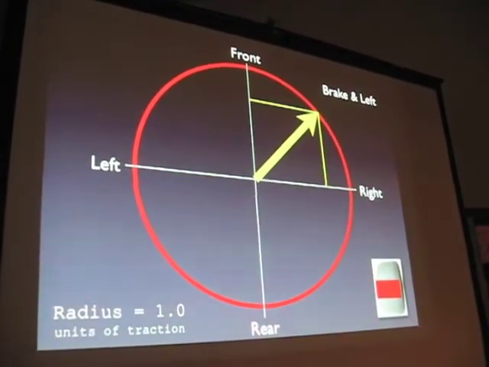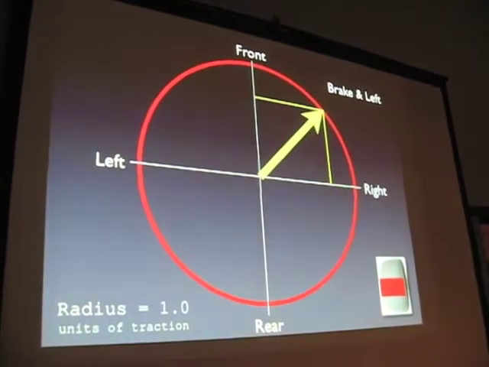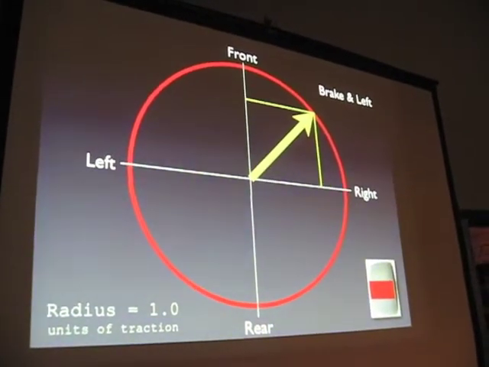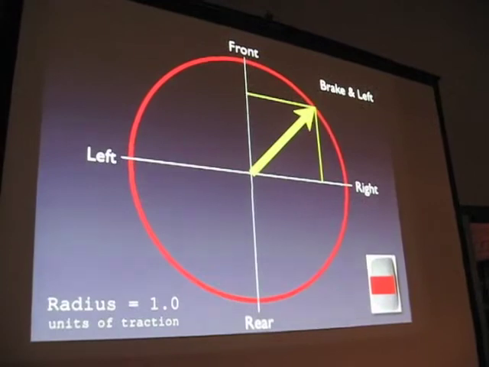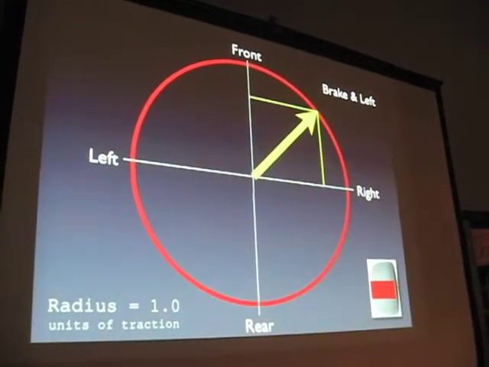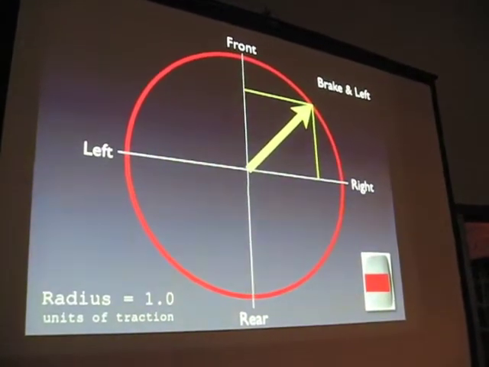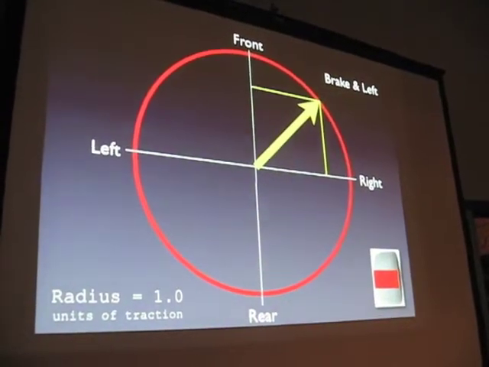So if you're going to combine these things, you have to reduce both of them. It's just this, your normal vector. You all should be smart enough to do basic vector math. So if you're turning and braking, you cannot turn as hard as you could if you weren't, and you cannot brake as hard as if you weren't turning.